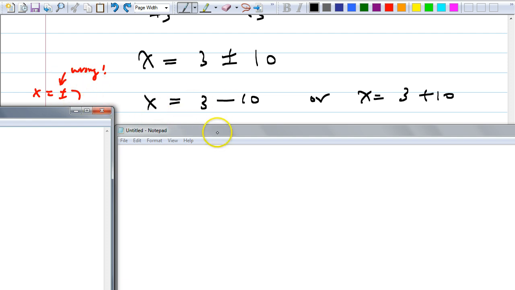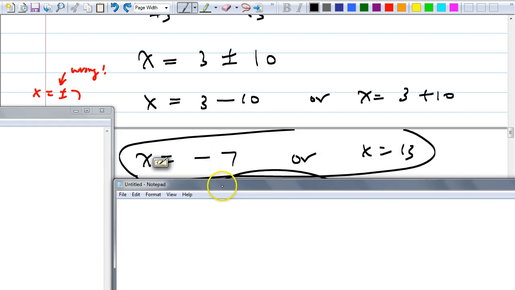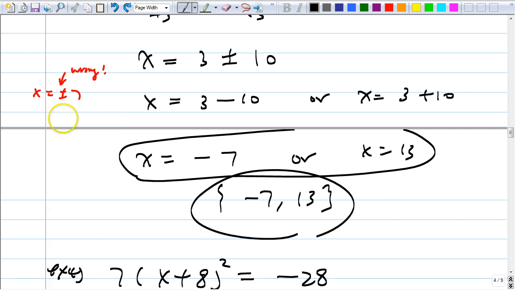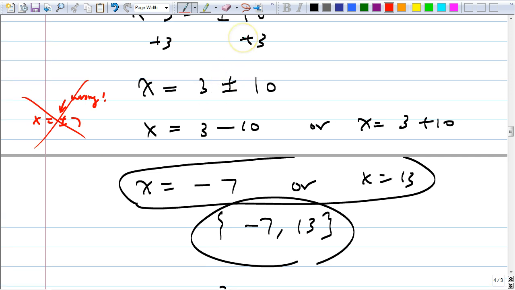Because when you do this, what do you really get? You either get negative 7 or positive 13. You could write it this way or this way. But don't do this. This is wrong. You don't want to do that. For some reason, people, without really separating them into two different solutions, just look at the plus or minus and do something weird. That's not what it means. It means 3 minus 10 or 3 plus 10. Does that make sense? That's why I wrote that down. All right. Is this easy? Do you understand? Okay, let's move on to the next one then.